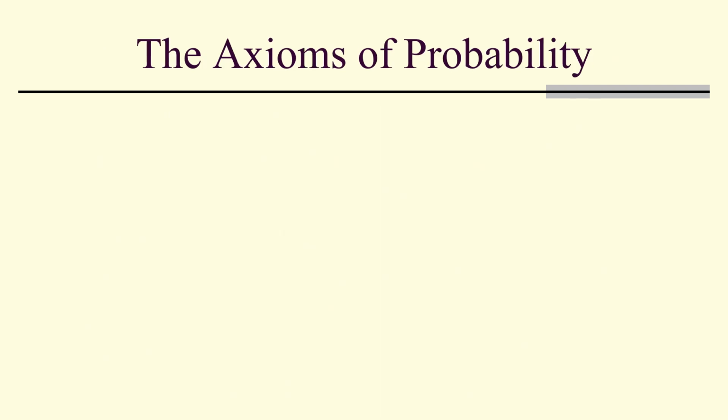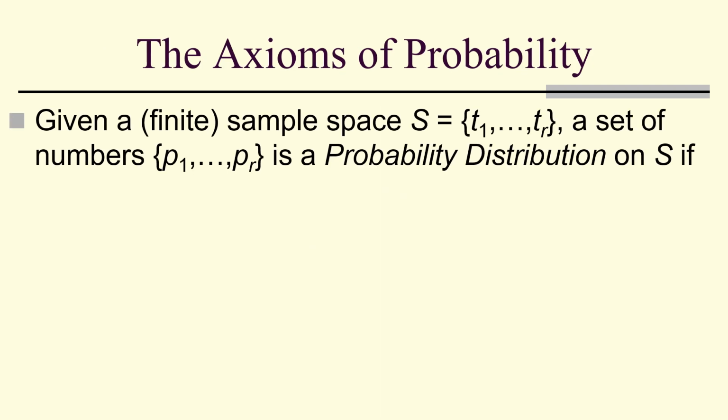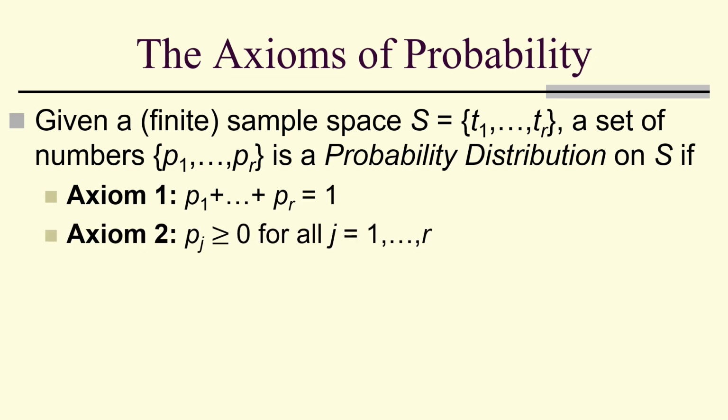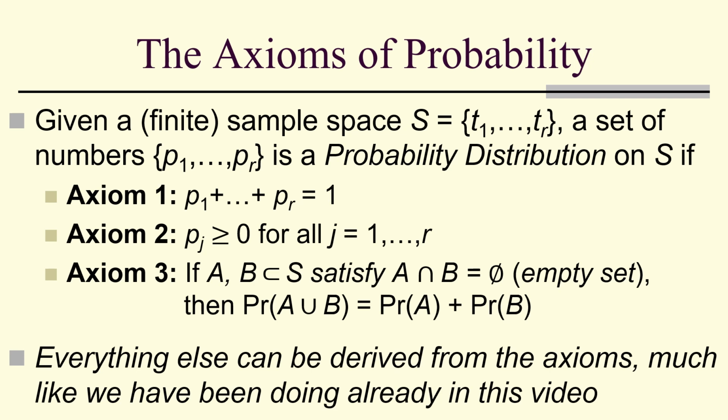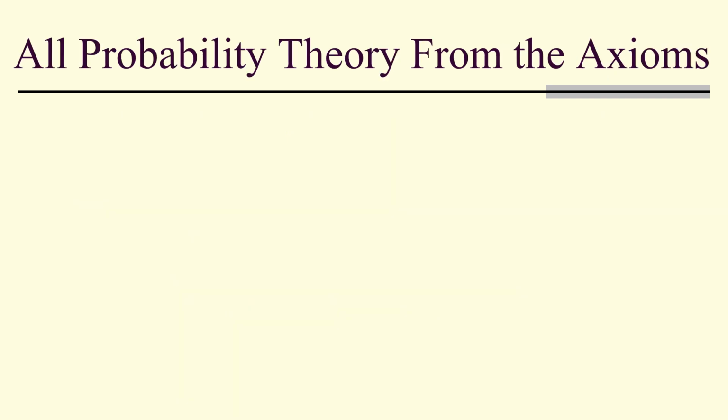So here are the axioms of probability. Given a finite sample space S, a set of numbers, P1 to PR, is a probability distribution on S if their sum is 1, the P sub j's are non-negative, and for any two subsets whose intersection is empty, in other words, they're disjoint, the probability of the union of those sets is the sum of the probabilities respectively. Everything else can be derived from the axioms, much like we've been doing in this video already. In fact, all probability theory comes from the axioms.